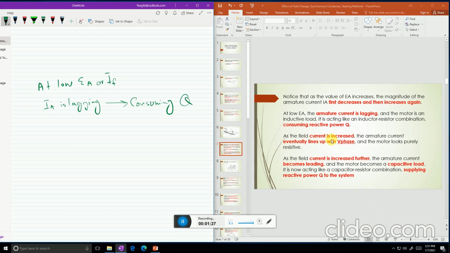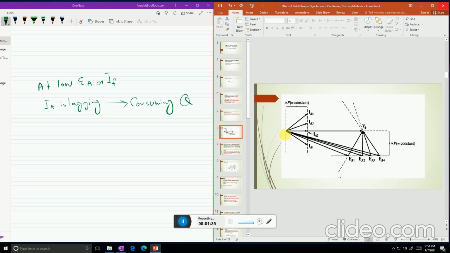As the field current is increased, the armature current eventually lines up with V phase and the motor looks purely resistive. This is here IA2. When the magnitude of EA increases by increasing the field current, the magnitude of IA decreases, but now it becomes in line with the V phase. When IA is in line with V phase, the power factor at this point is 1 and the load is purely resistive, and the motor is just supplying the real power, with no reactive power either supplied or absorbed by the motor.